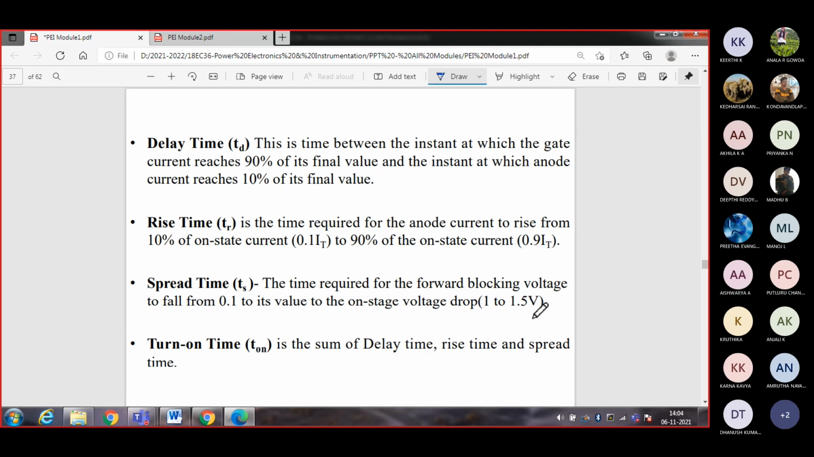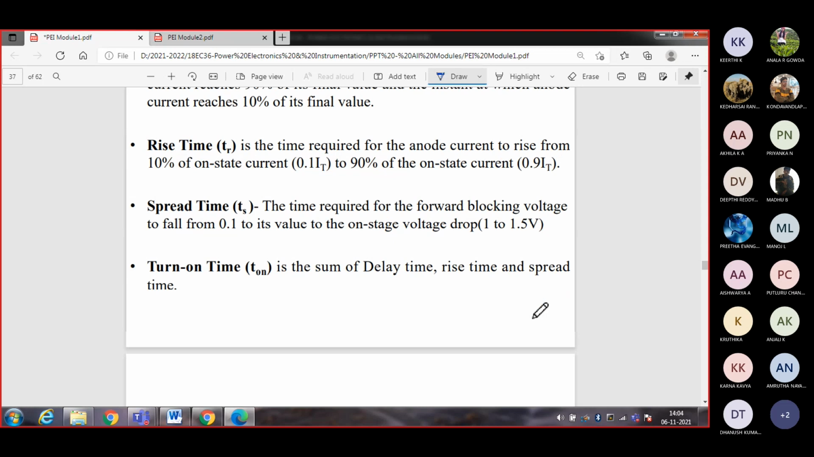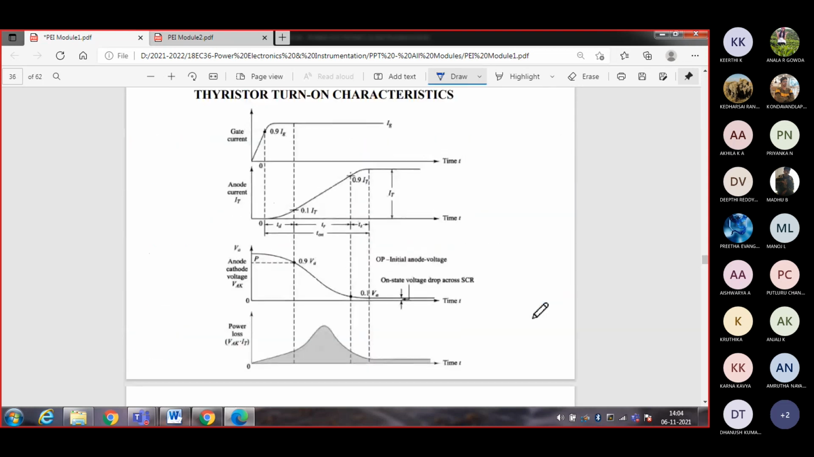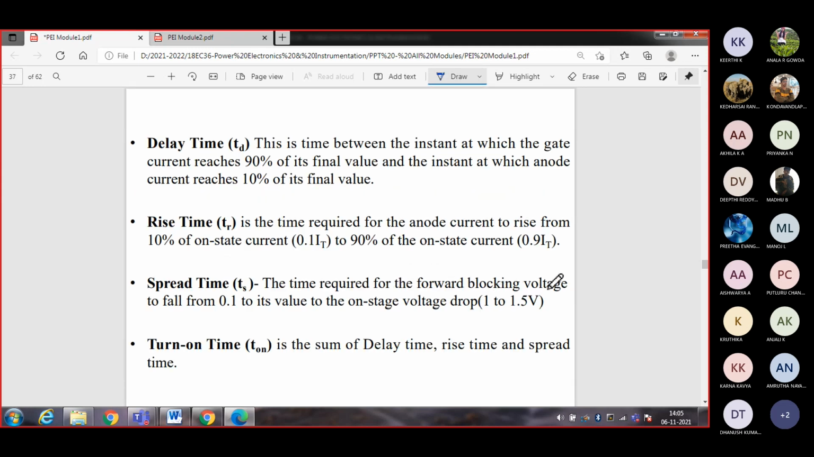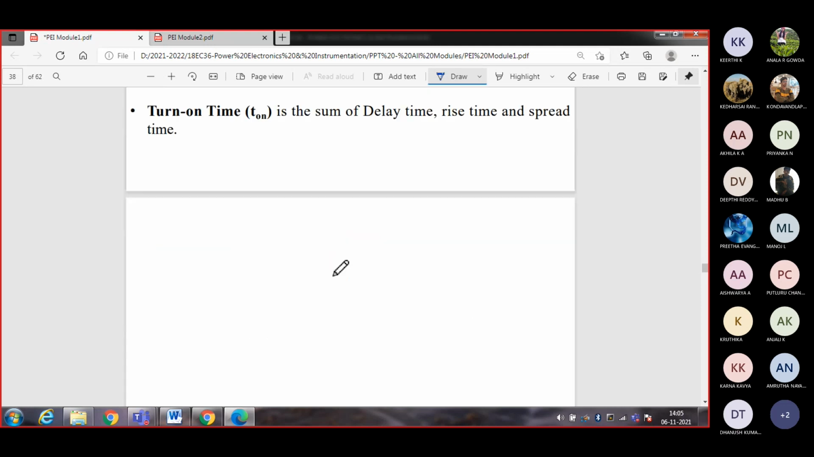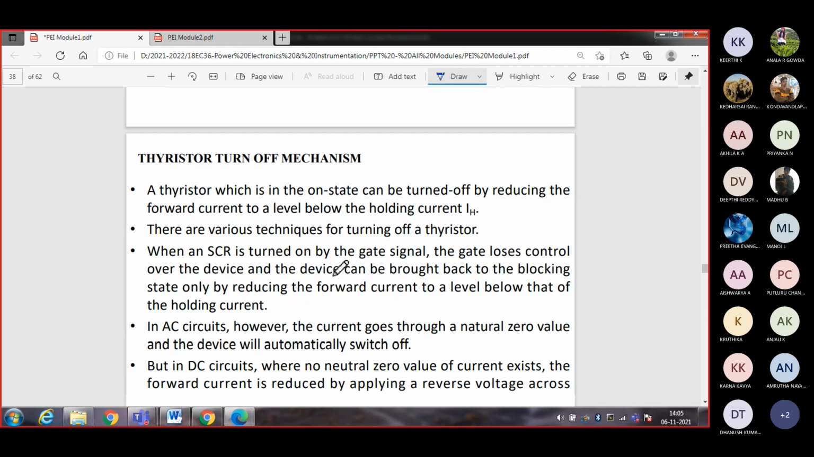See once again your diagram, from here to here. From here to here, it's going to be considered as 0.1. This is TS. The time required for the forward blocking voltage to fall from 0.1 to its value in the on-state voltage drop. This is what it's going to be. Then turn on time has been explained.